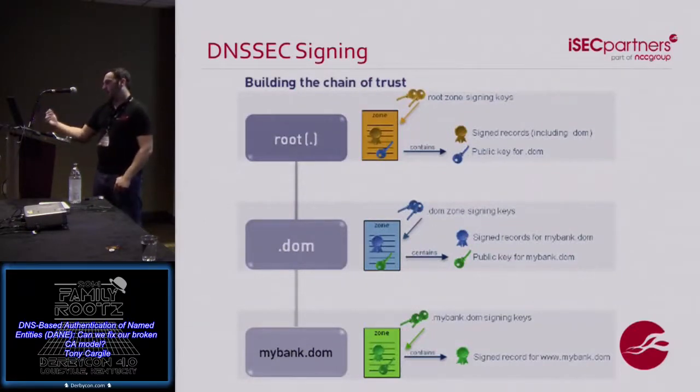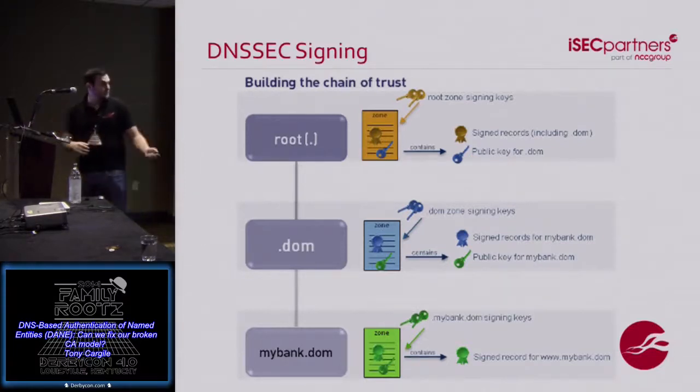So the way that we can actually trust that these signatures are valid signatures is that down here we get the A record for mybank.com as well as the RRSIG for it. And that's signed by the signing key for mybank.com. But how do we know that that signing key is actually a valid signing key? Well, the public key for that is actually stored in the domain zone above it. So in this case, it would be your top level domain, .com, what have you. And so that's stored there.